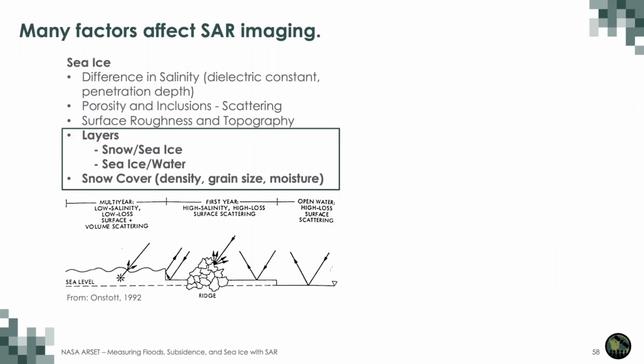And finally, then we also have the layers. We have the snow ice interface, we have the sea ice water interface, and we have the snow cover with different densities, grain size, and moisture levels. So you can see here also an illustration at the bottom where you talk about the different scattering properties when we have multi-year ice, first-year ice, and open water.